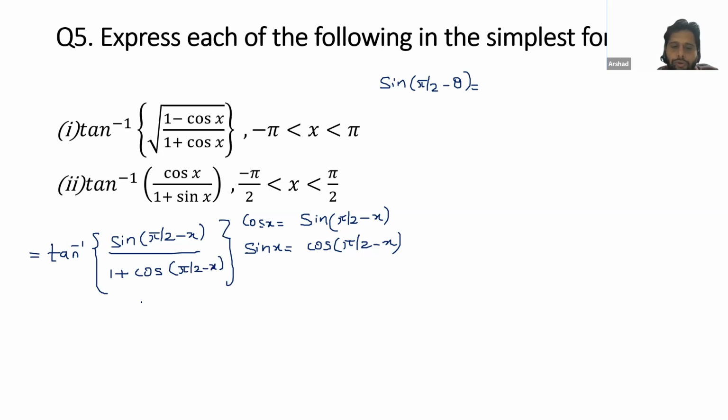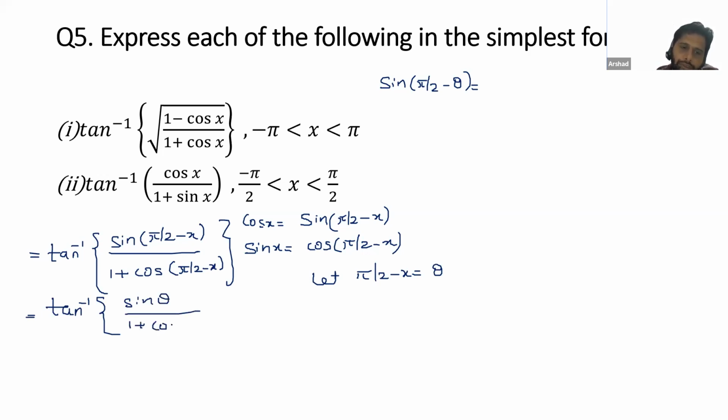What is the advantage of this? As this angle is complicated, we will assume something. For example, let pi by 2 minus x is equal to theta. Why are we assuming this? So that we can see this in a very simple form: sine theta by 1 plus cos theta. Now this is equal to tan inverse.